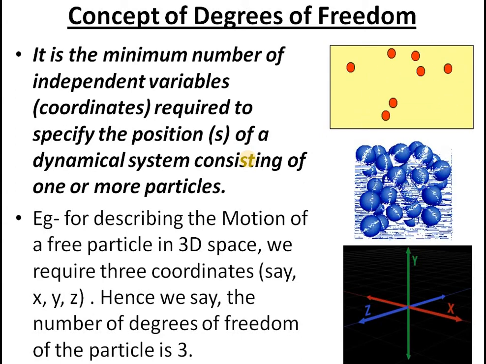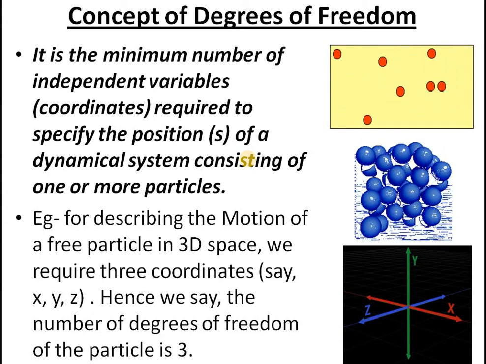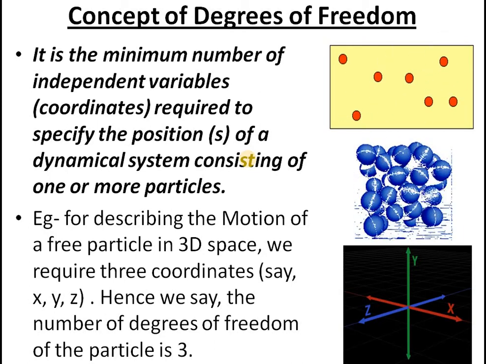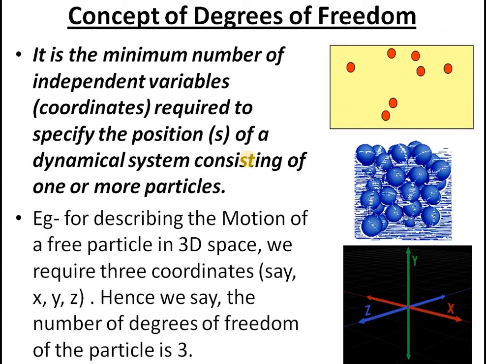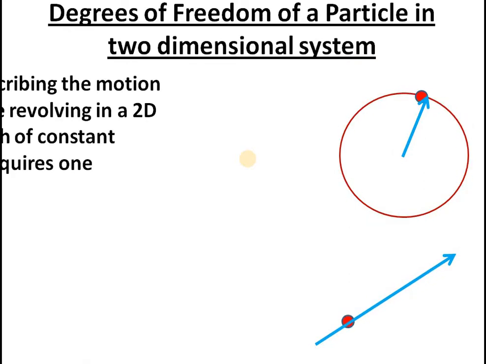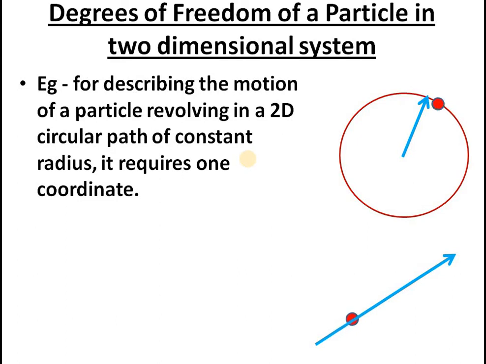Okay, so the idea is clear. It's a number actually. How many variables? This answers the question, how many? So how many is very important. How many numbers? Come to another situation. We have a particle revolving in a circular path in a two-dimensional plane. Okay, we have a particle here moving in a circular path in a two-dimensional plane.